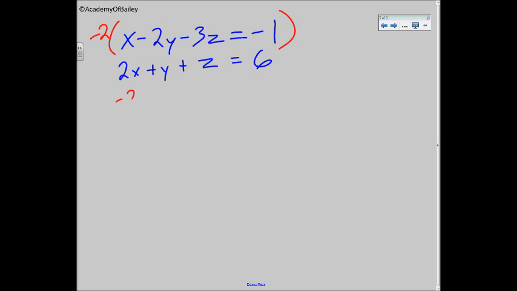Negative 2 times x. Negative 2 times negative 2y, that would be a positive 4y. And negative 2 times negative 3z, that's a positive 6z. Don't forget the negative 1 way out here. Negative 2 times negative 1 is a positive 2.